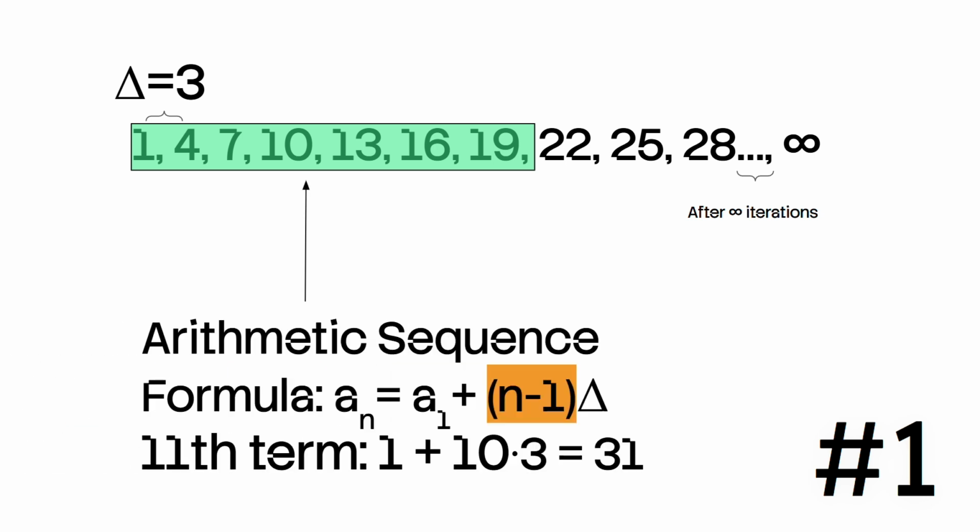The formula for finding the next term, or any term in an arithmetic sequence, is the first term plus the number of the term you want to find minus 1, multiplied by the rate of change. For example, we have 10 terms here, so the next term is the 11th term. In this case, it's 1 plus 10 times 3. This is equal to 31. If we check the 10th term, 28 plus 3 is 31, so this is correct.